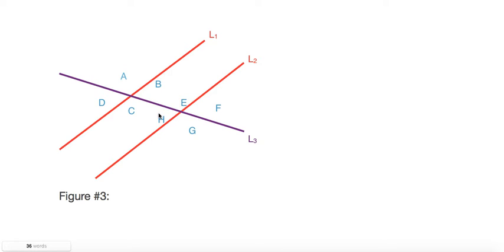And finally, I want to talk about alternate exterior angles. These are angles on opposite sides of the transversal and outside the parallel lines. So using that definition, angle A and angle G are alternate exterior angles, and angle D and angle F are also alternate exterior angles.